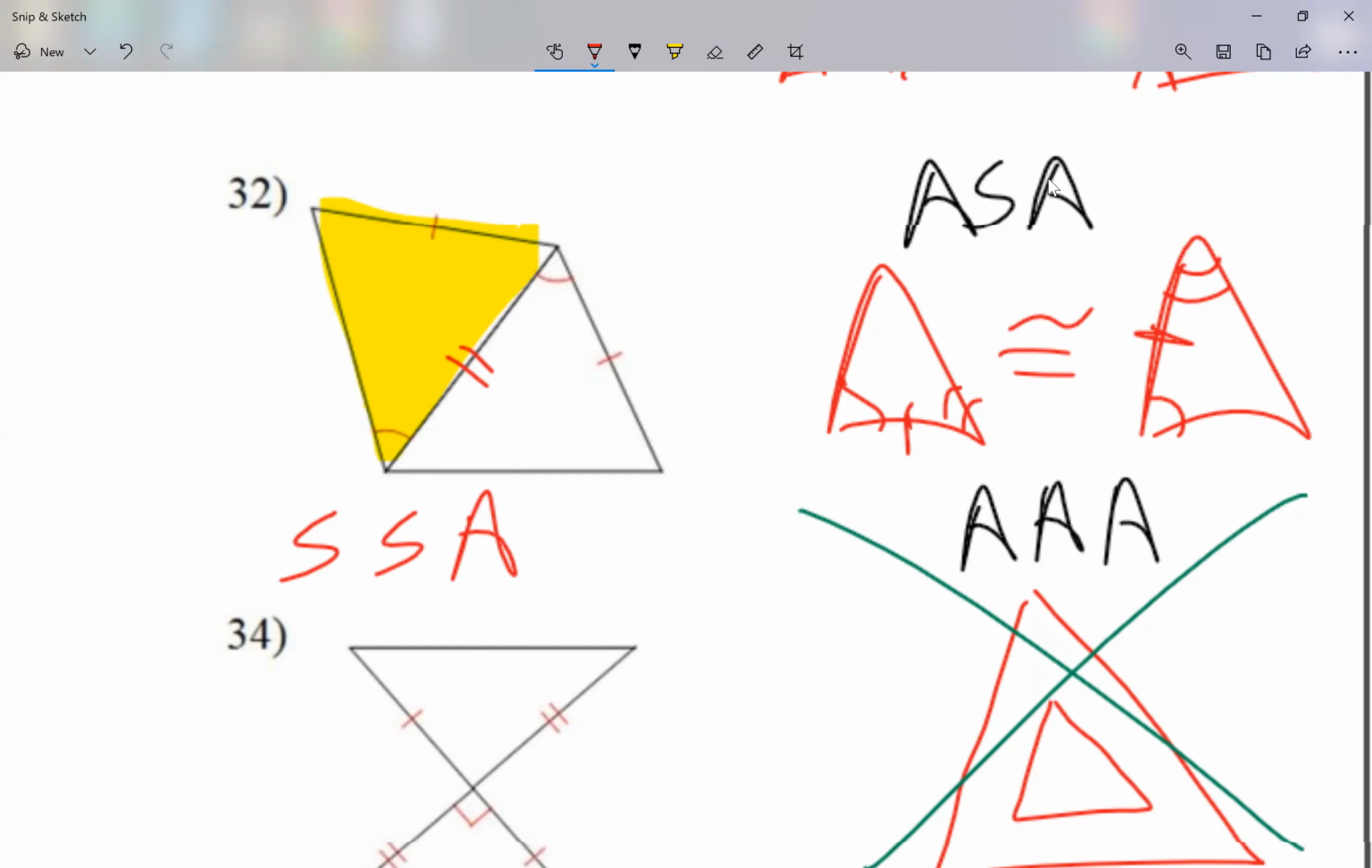And then we didn't call it side, side, angle. We call it HL. So this is side, side, angle, but that angle is not 90 degrees. So I'm not going to call it HL. And I'm going to say side side angle does not work. It only works if the angle is 90 degrees, but then I call it HL. In this case, I'm going to say it's not congruent.